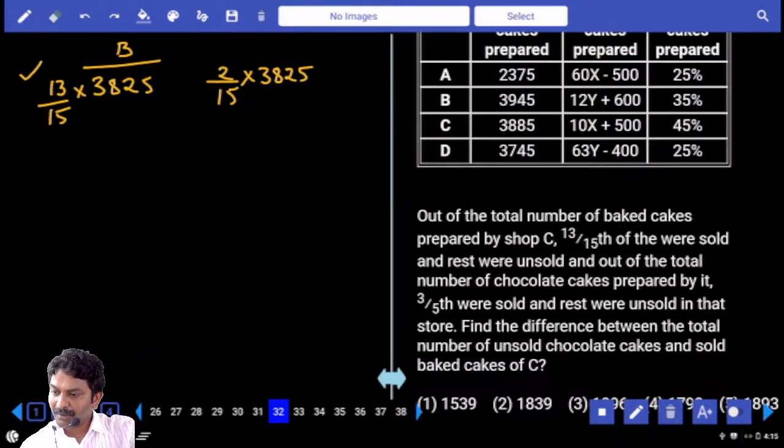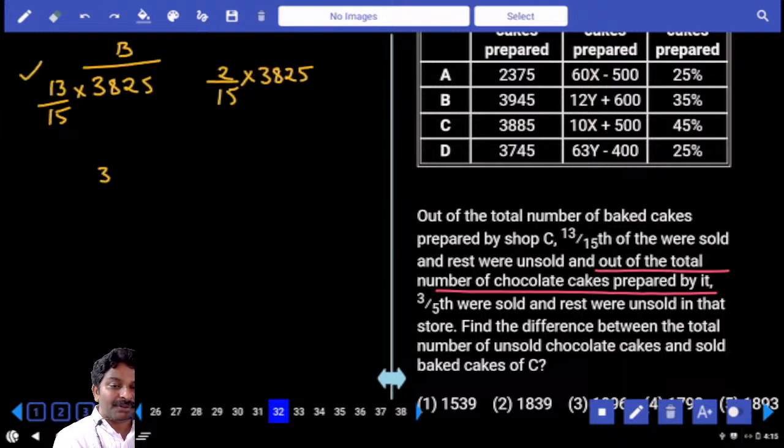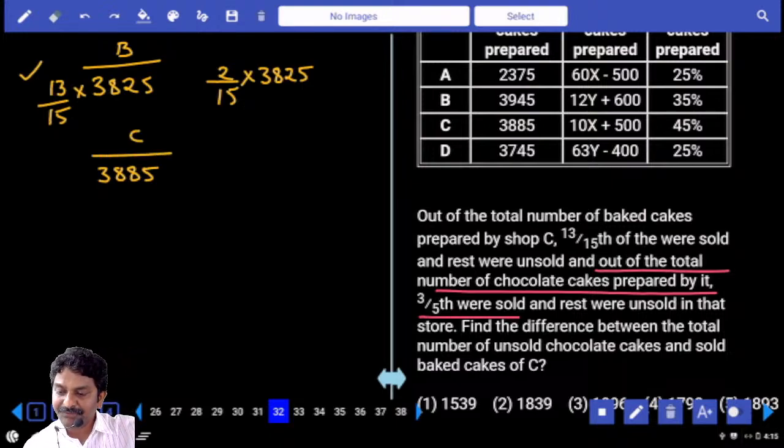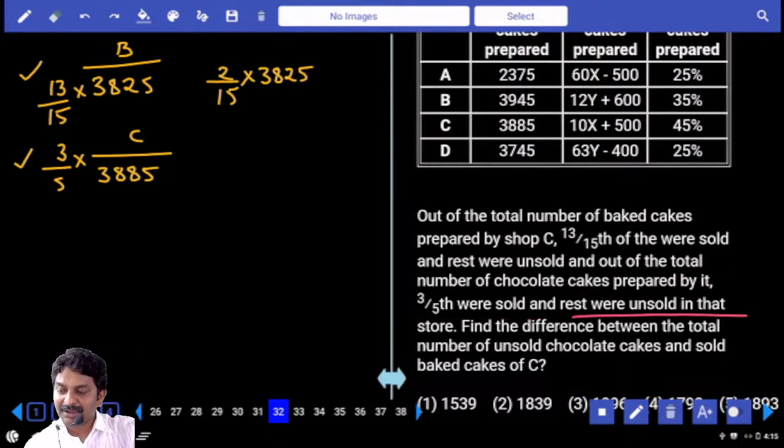Continue. Out of the total number of chocolate cakes prepared by shop C, chocolate cakes are 3,885. 3/5 were sold. Sold items are 3/5, and the rest were unsold in the store. Okay. If 3/5 are sold, unsold are 2/5.